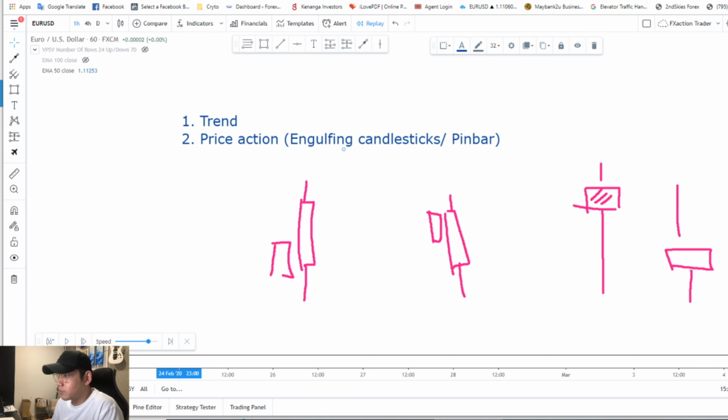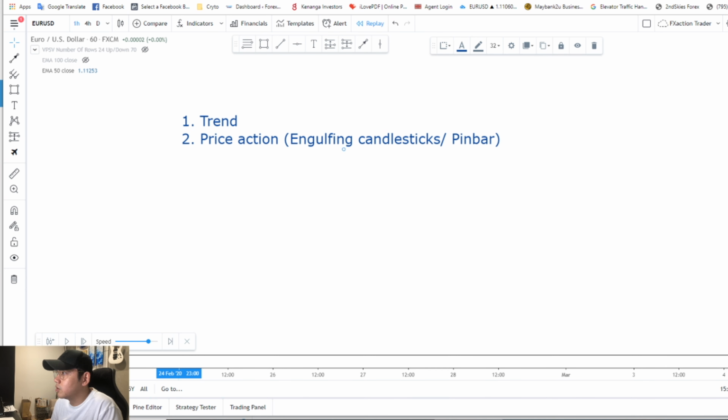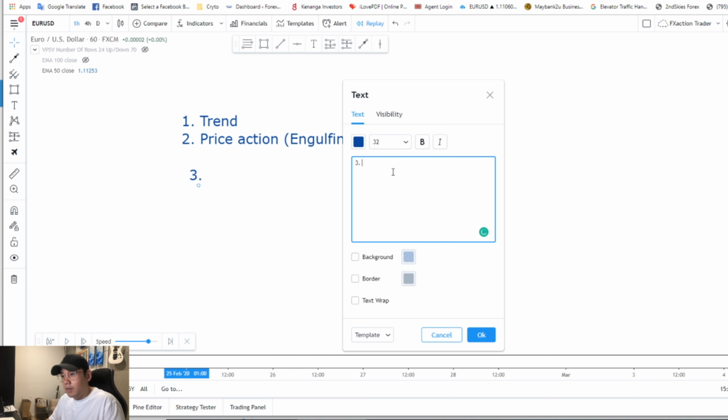Okay, so we are going to talk more about these 2 candlestick patterns in a later part of this video. So let me continue. And the third thing is the EMA.